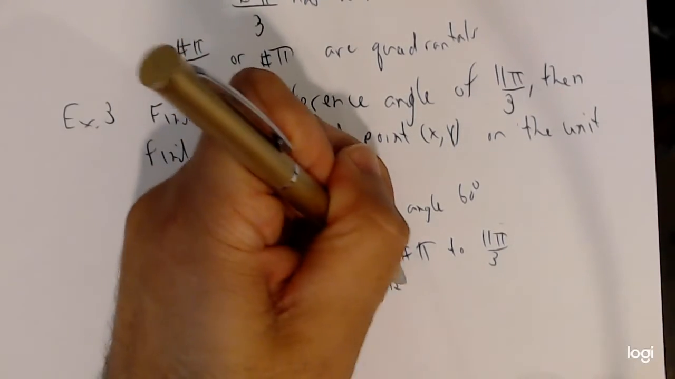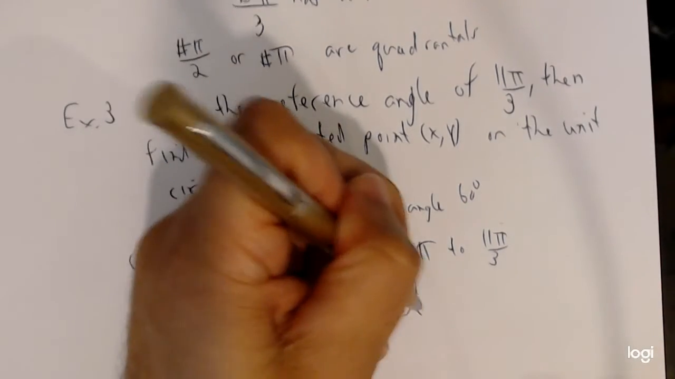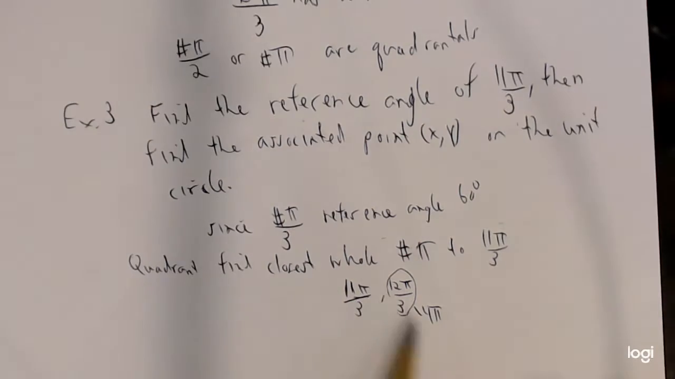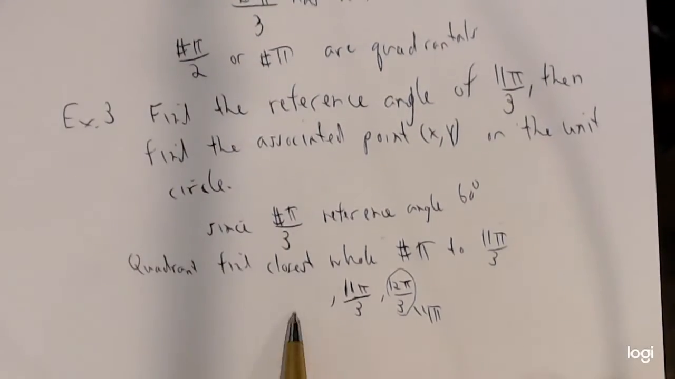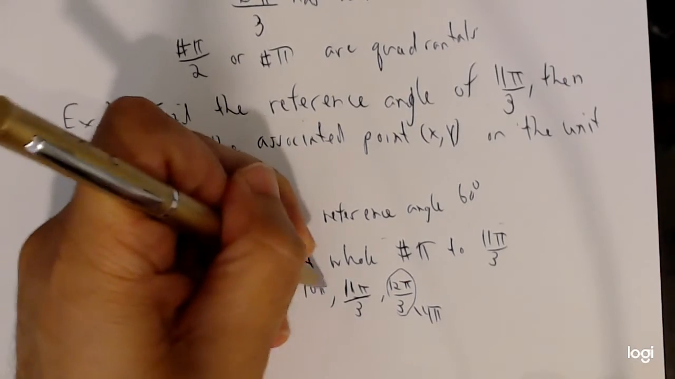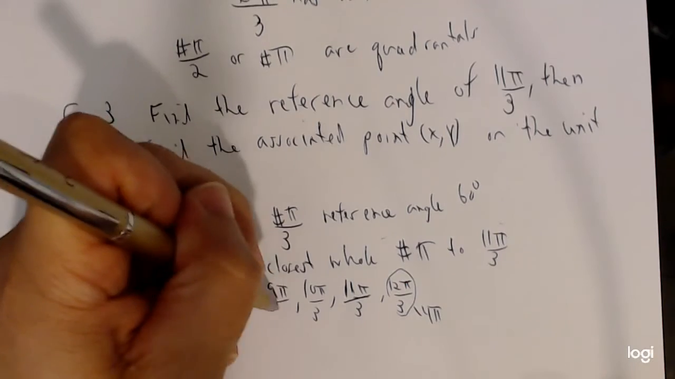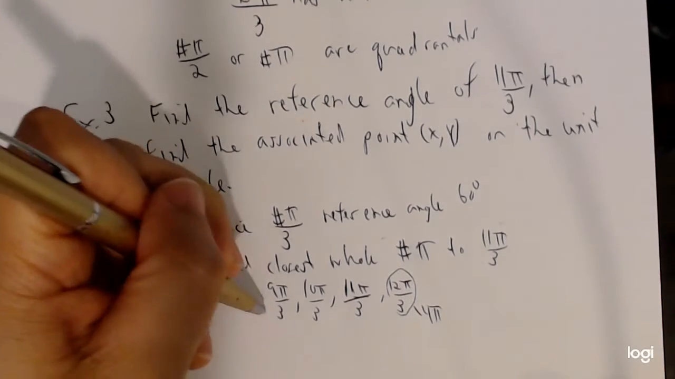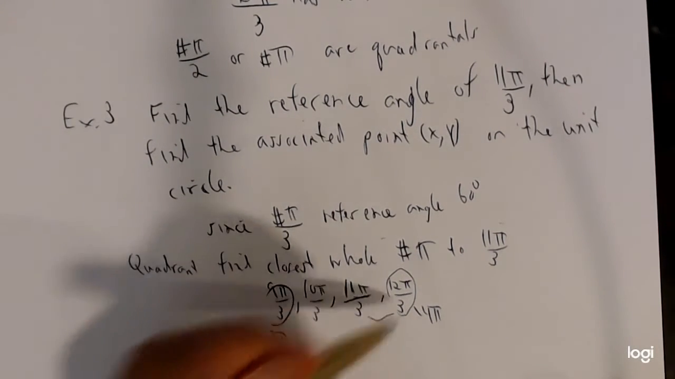So if I add pi over 3, what does that give me? 12 pi over 3, which is 4 pi, isn't it? Is this the closest whole number pi to 11 pi over 3? Let's see, if I go the other way, to the left, I subtract pi over 3. 10 pi over 3 is not a whole number, and then subtracting another pi over 3 gives 9 pi over 3, which is 3 pi. So 11 pi over 3 is between 3 pi and 4 pi, but it's closer to 4 pi.